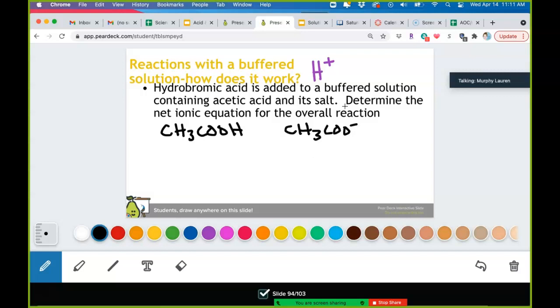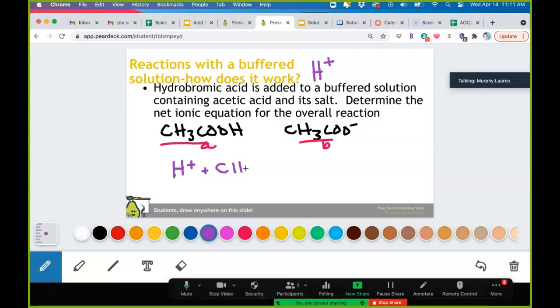Okay. And they want you to do the net ionic equation. Well, luckily, that's what we've been doing. So the acid, so this is acetic acid. This is its base. This is the acidic part of the buffer. This is the basic part of the buffer. The hydrogen is going to react with the basic part of the buffer. So the net ionic is H plus, right? We get rid of the Br minus. And then the salt looks like this.